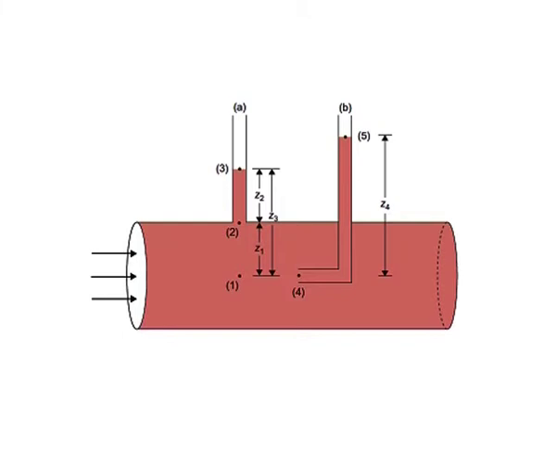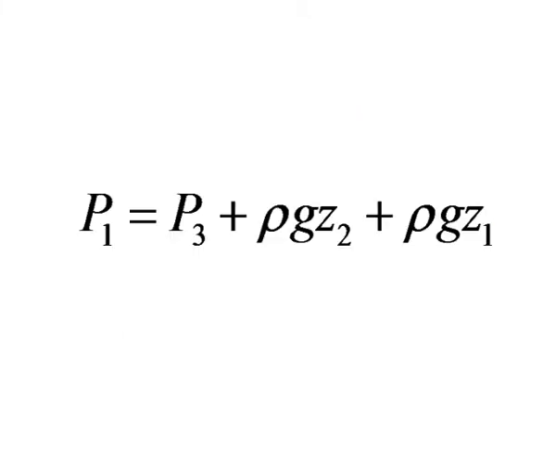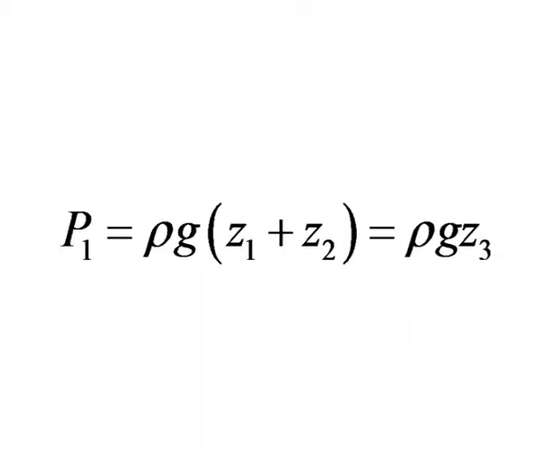Using the same approach as for a U-tube manometer to track pressures at various locations, as discussed in the previous section, the pressure at location 1 is P1 equal to P3 plus rho g Z2 plus rho g Z1. Since P3 is equal to 0 because it is the gauge atmospheric pressure, then P1 is equal to rho g into Z1 plus Z2, which is equal to rho g Z3.